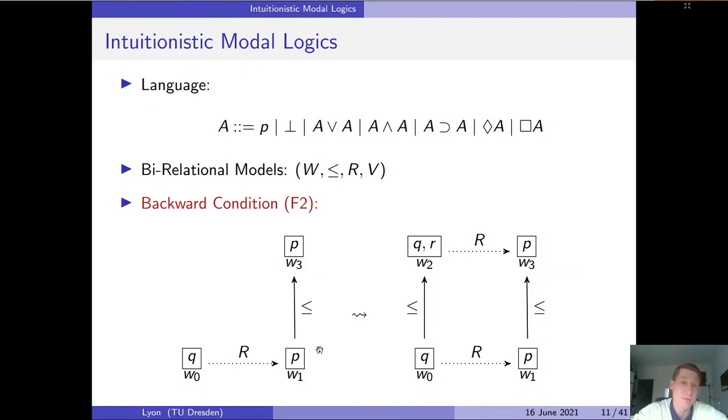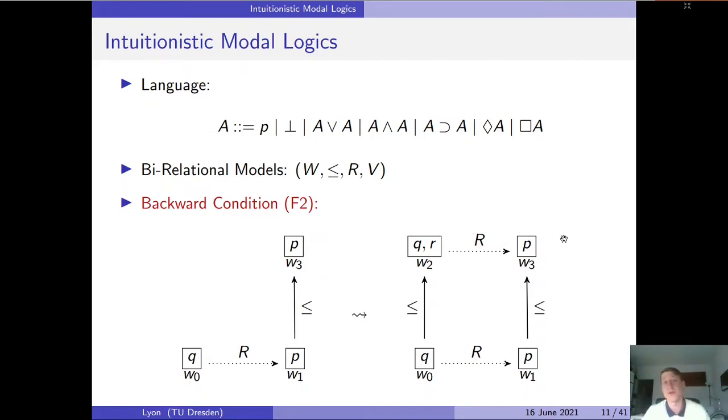You can think of it as a simulation going in the opposite direction. W1 says that, if I have a point W0 which sees W1 via the modal relation, and which sees a point W3 via the intuitionistic relation, then there is a point W2 such that W0 sees it via the intuitionistic relation, and it sees W3 via the modal relation.